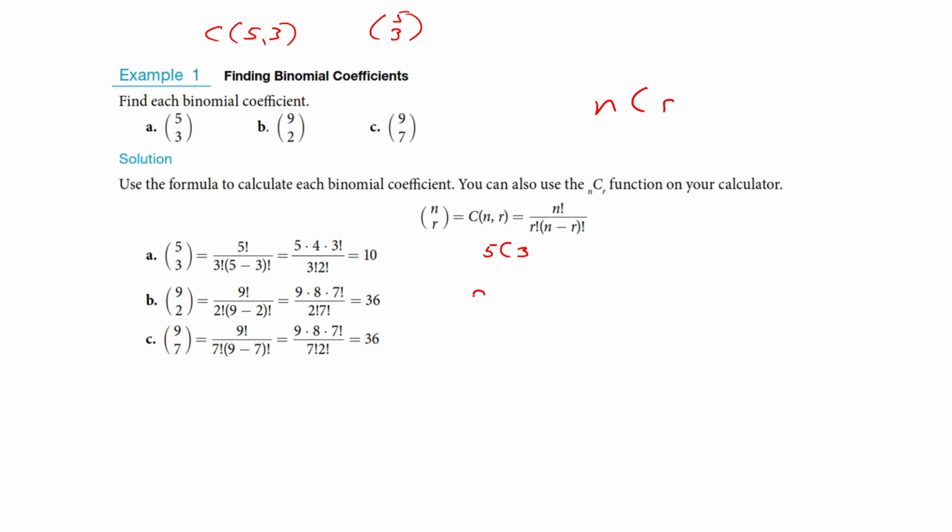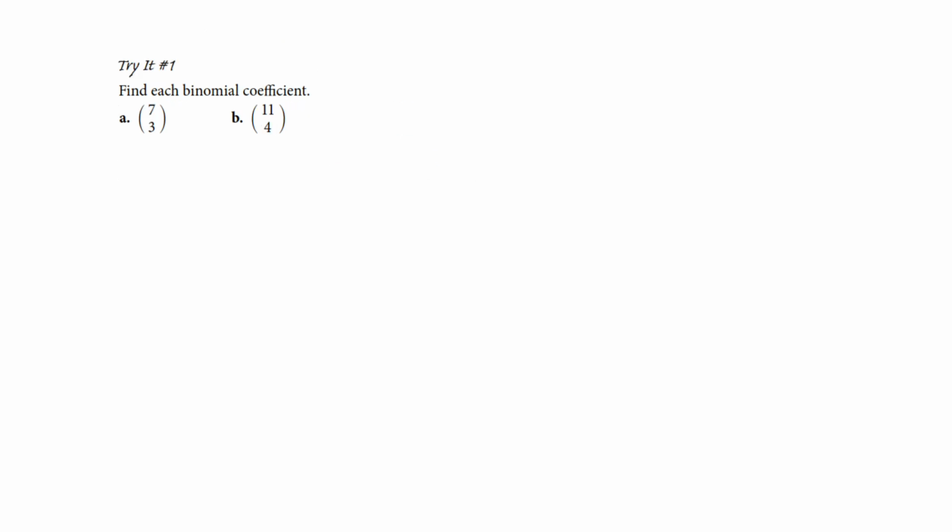This would be 9c2, and this, of course, would be 9c7. So make sure you can crunch those because we're going to need those. This is how we get the coefficients in front of this binomial expansion.